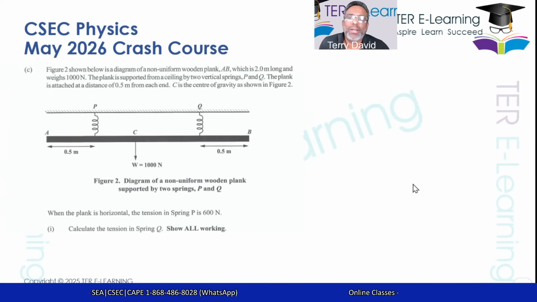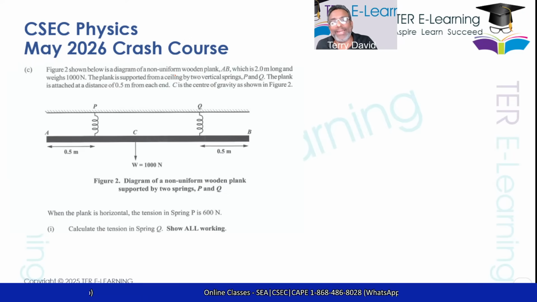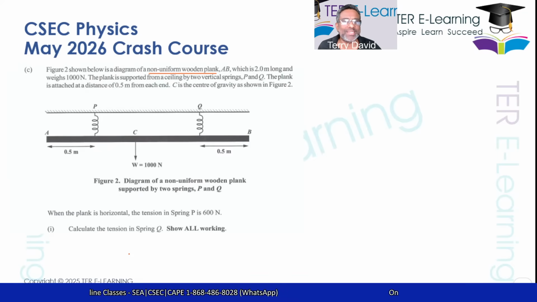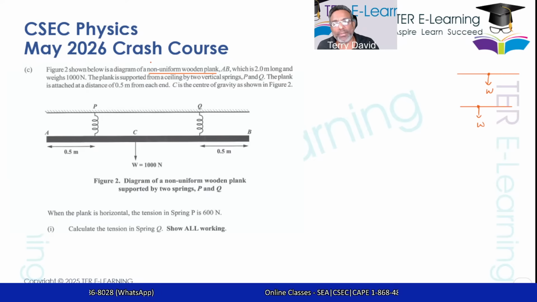First of all, figure 2 below shows a diagram of a non-uniform wooden plank. So first of all, it is non-uniform. CSEC will use the words uniform or non-uniform. Uniform means that the center of gravity is at the middle of the plank. If it is non-uniform, it means that the center of gravity is not exactly at the center. So if I had a plank here and it's uniform, then your weight is going to act in the middle. If it is non-uniform, your weight is going to be off-center, not in the middle. So make sure you pay attention to these words.